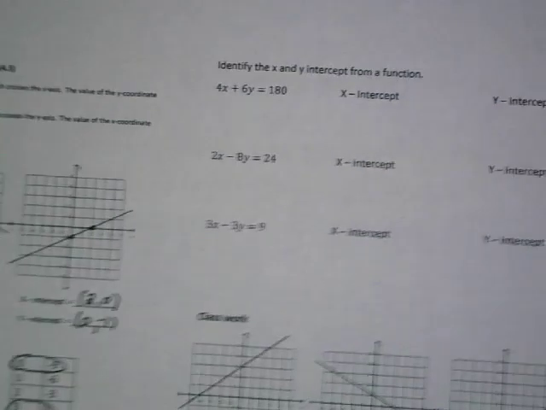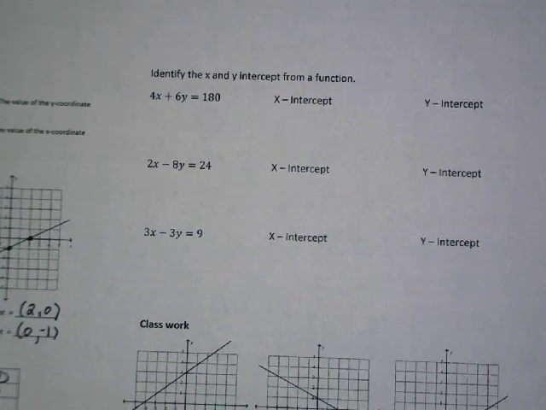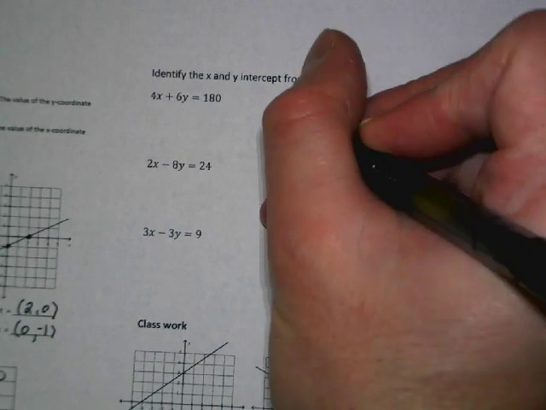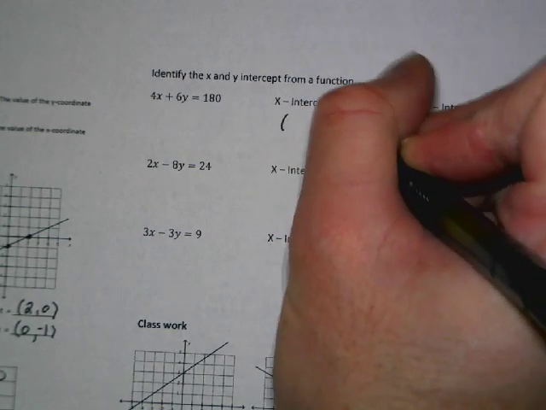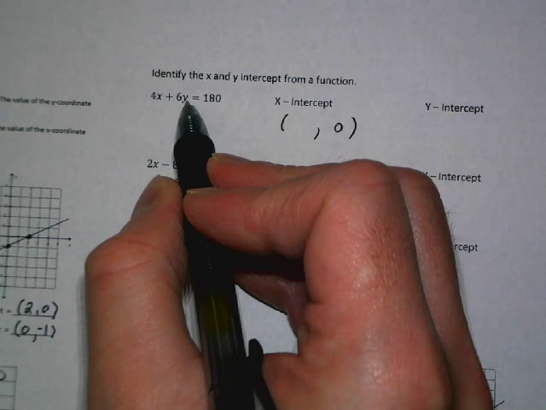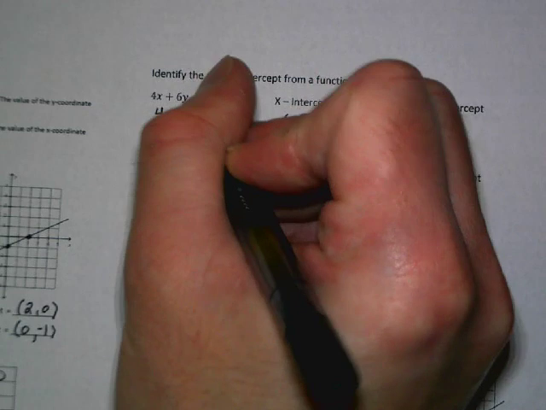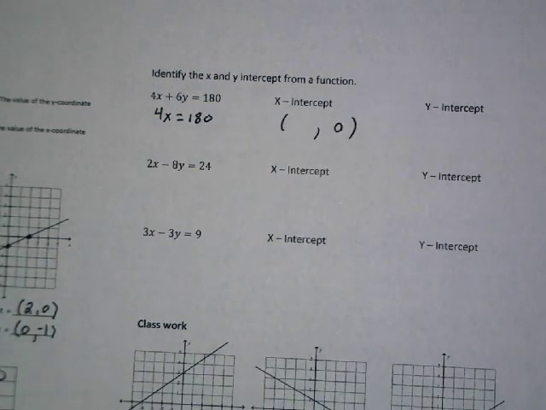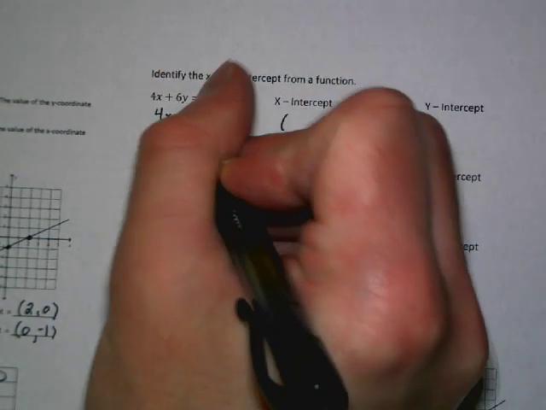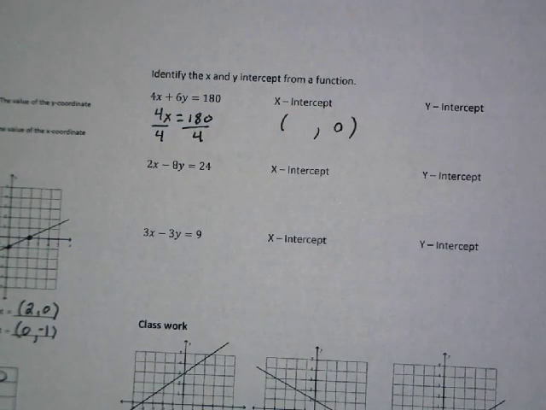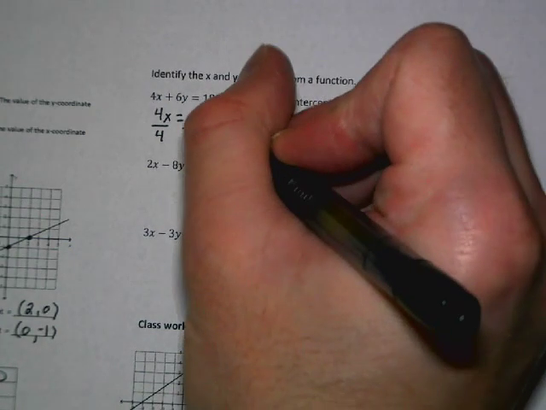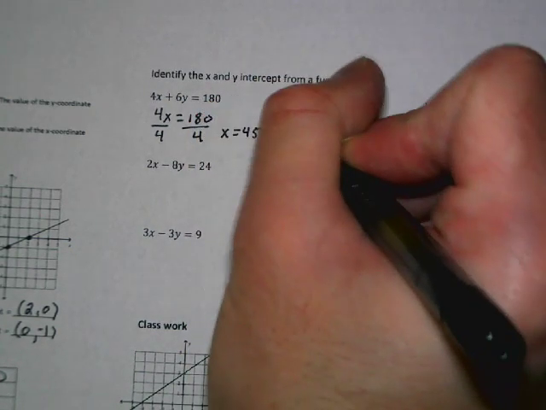Most work is going to become when we're given an equation. So if we're given an equation, we're going to have to plug in the 0. So for the x-intercept, we know y is 0. So if I go plug in 0 for y here, 6 times 0 is 0. So that goes away. So all I'm left with is 4x equals 180. So typically when you do this, you're going to be left with a one-step equation to solve. So all we have to do is divide by 4. And we're going to get an x-intercept of 45. So 45, 0.